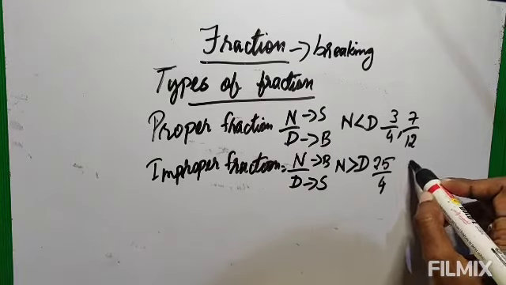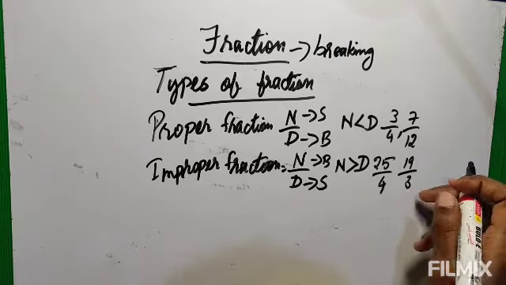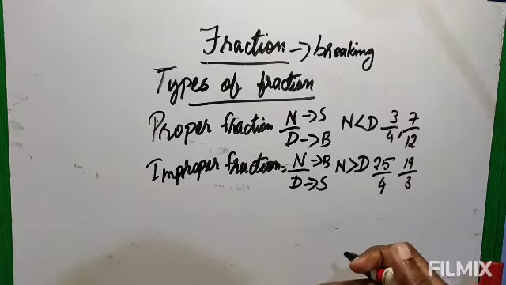Another example, 19 by 3. Here the numerator is big, the denominator is small, so it is an improper fraction. So that is easy for you to understand improper fraction.